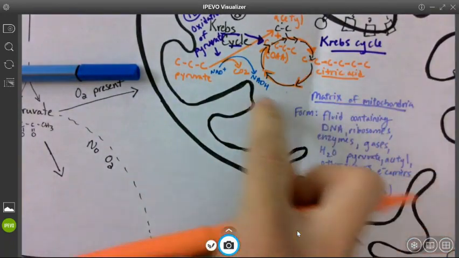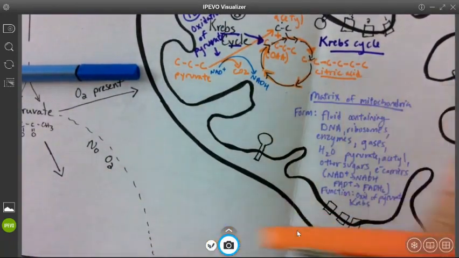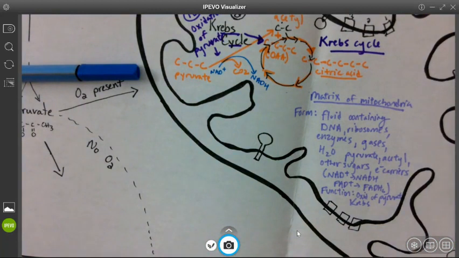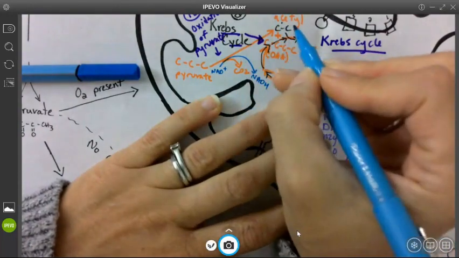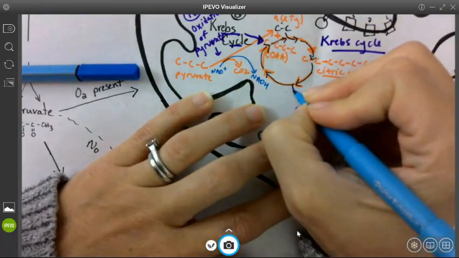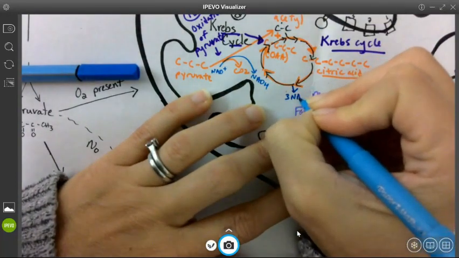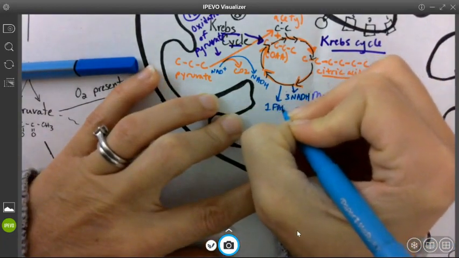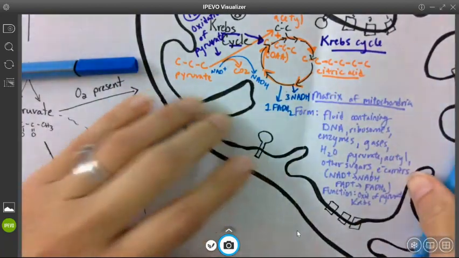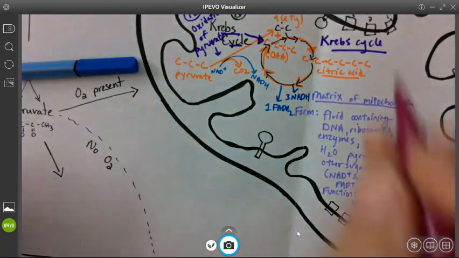As citric acid is broken down again, the energy in these bonds is released, and it's used to make more NADH and more FADH and a little bit of ATP. So during this process of one turn of the Krebs cycle, if you put one acetyl in, you make 3 NADH, 1 FADH2, and you even make 1 ATP.